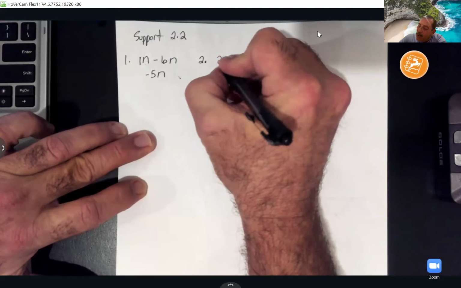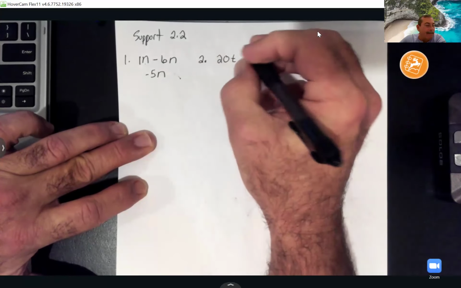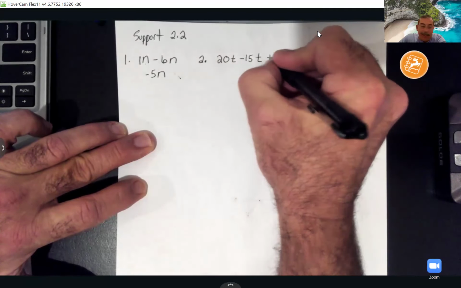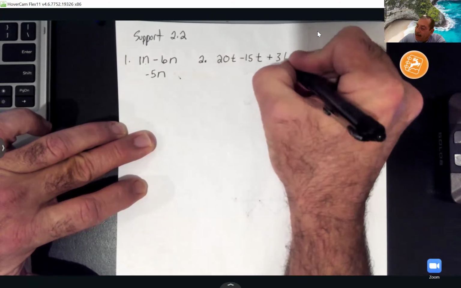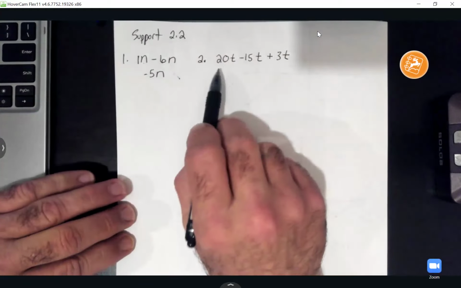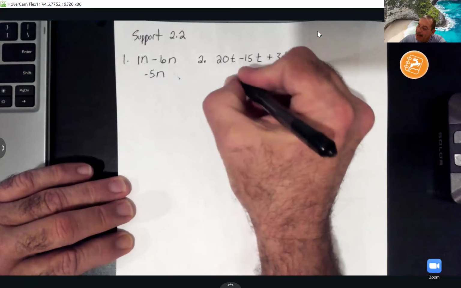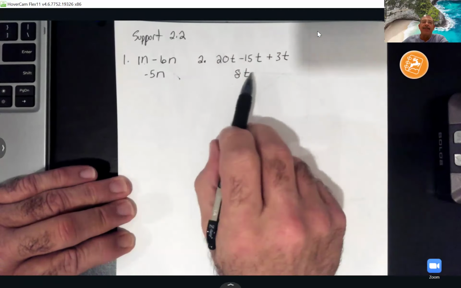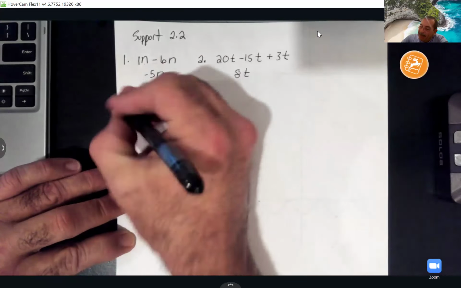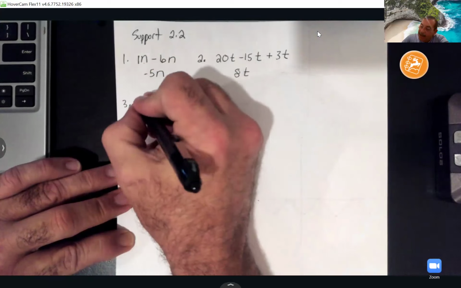All right, how about this? 20t minus 15t plus 3t. So y'all simplify that. 20t minus 15t plus 3t. 8t. Because let's see, that gave me 5, and then 5 plus 3 give me 8t. Perfect. Good job, because a lot of people try to make that into t cubed and all that stuff, but good job. All righty, what about this?